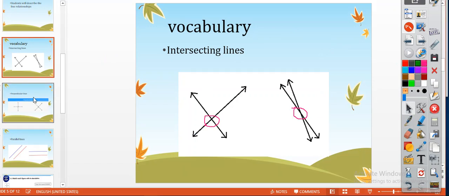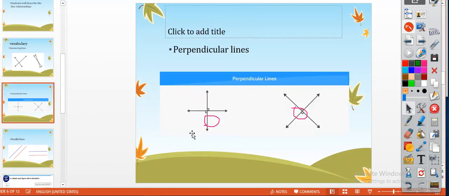Now, another type of intersecting lines is lines which, when they intersect, form right angles. Those are intersecting lines, but they form right angles. When lines intersect, forming right angles, we call those lines perpendicular lines.